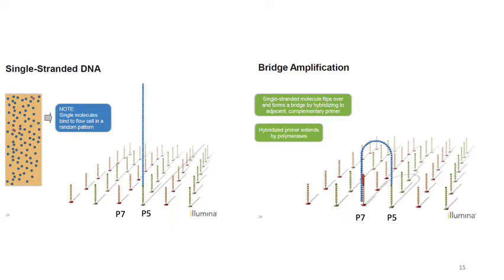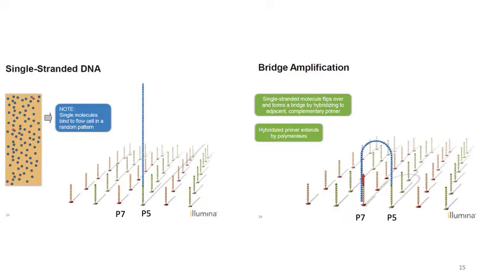The image on the right shows single-stranded DNA standing up. Really, it's not. The free 3' end of a single-stranded DNA molecule is more like a piece of cooked spaghetti falling over, and when it falls over, it's going to encounter another single-stranded DNA molecule that is attached to the flow cell. This is complementary to the other adapter, and it hybridizes.